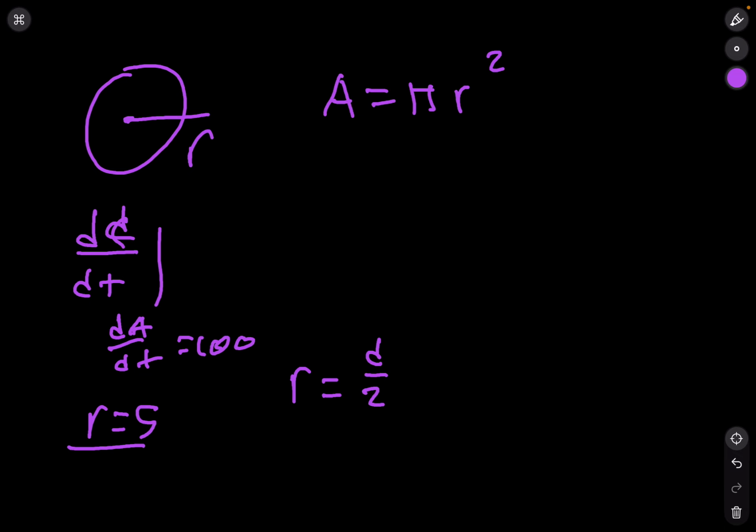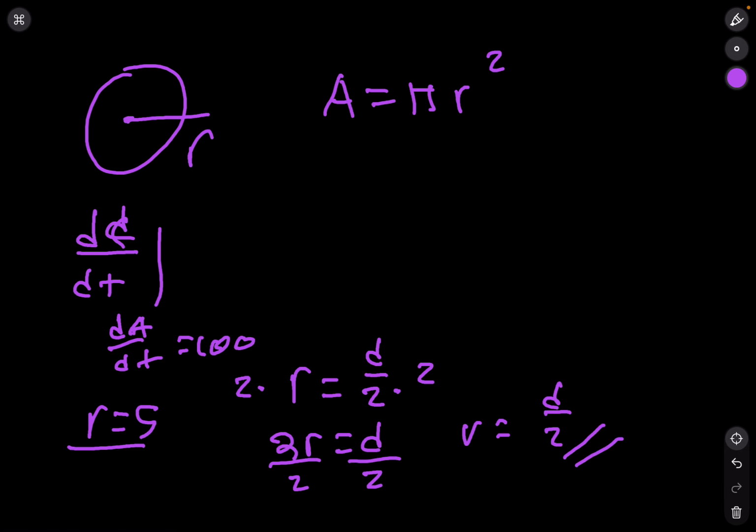From here, since we're trying to find the change in diameter, you can just multiply by 2. So then we can see that 2r is equal to the diameter. Or really, you can just divide by 2 as well, because you're trying to find the relationship between the radius and the diameter, you can just keep it like this. So we just did some extra work. Hopefully it makes sense. So from here, we can just plug this in.